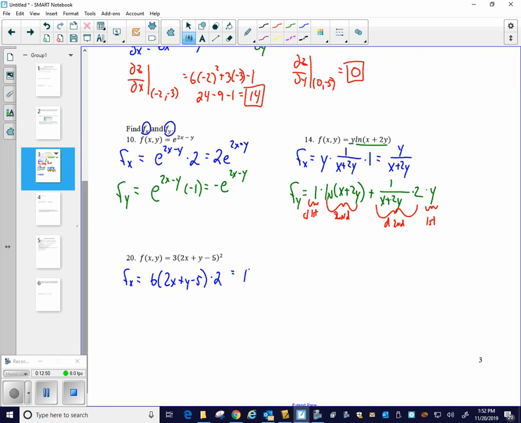So then you could write that as 12 times 2x plus y minus 5, just multiplying the 2 and the 6 together from the outsides of the parentheses. I could distribute that 12 into the parentheses as well. I'm just not going to bother doing that in this case, but you could.